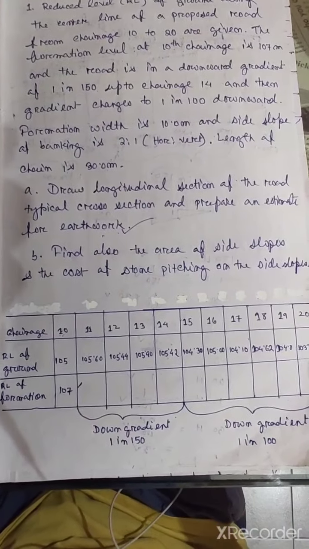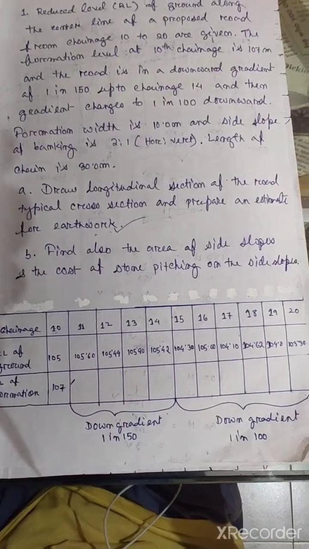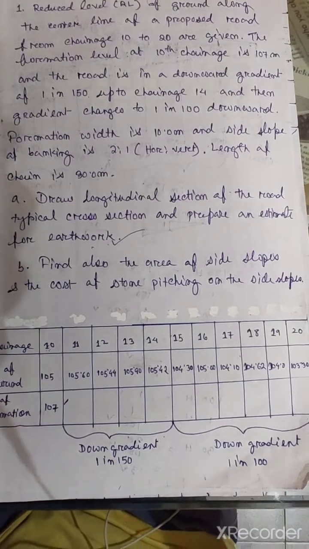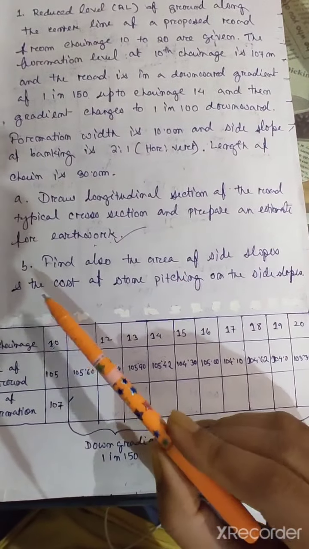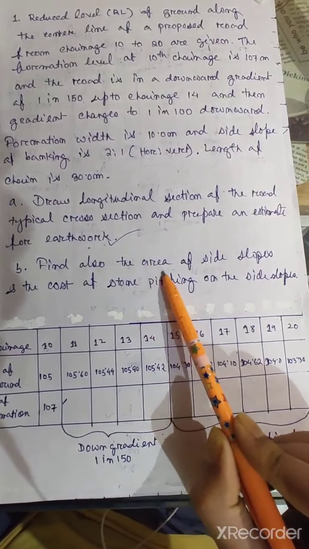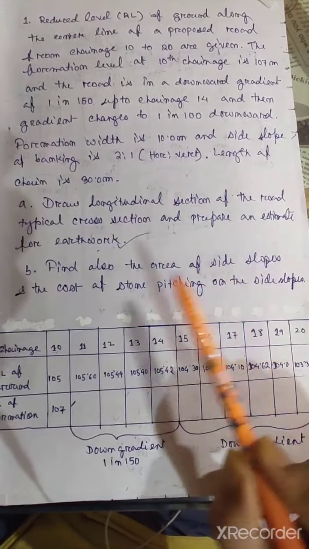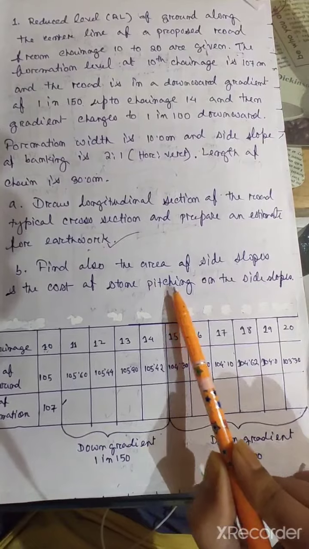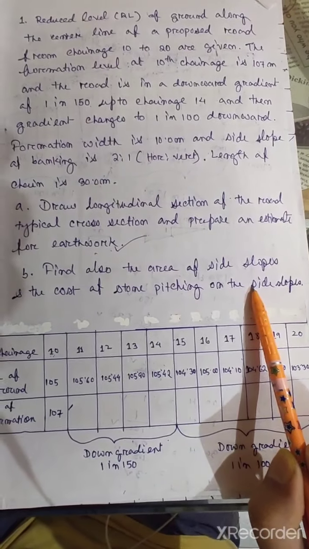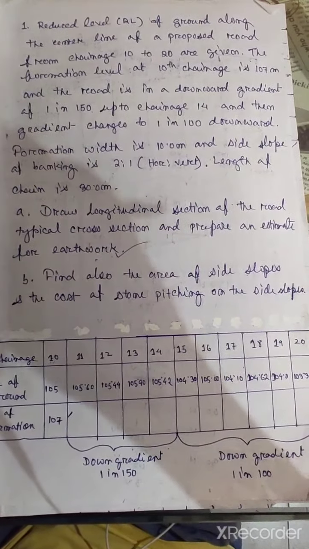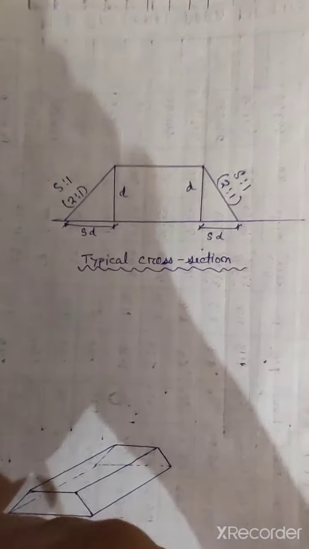So we have already solved this problem, and part B of this problem was left. What was given in part B? Find also the entire area of side slopes and the cost of stone pitching on the side slopes. Okay. So before the solution, let us take a look at the typical cross section.